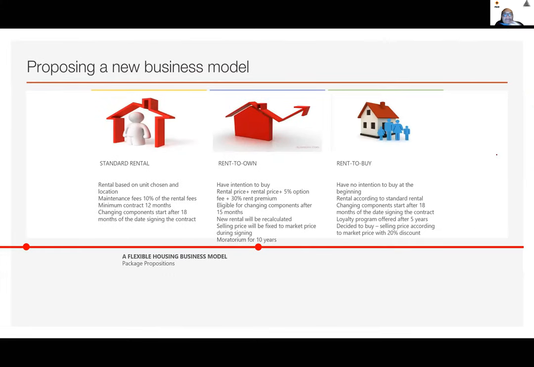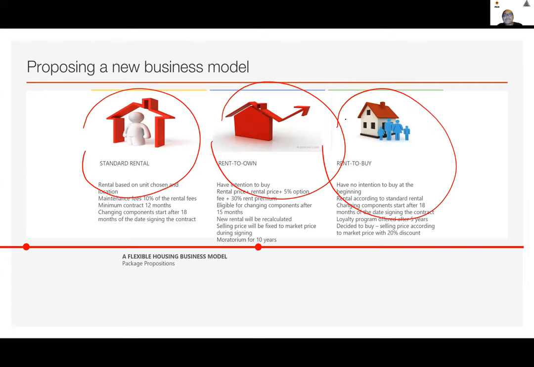We have several packages in this model: a standard rental, where the rental is based on the unit chosen. Of course, if the unit is in Kuala Lumpur compared to Kuala Terengganu, the rental will be different, according to market price. Then we have rent to own, and rent to buy. The difference is that in rent to own, the purchaser has the intention to buy but doesn't have the money at the moment. Compared to rent to buy, where they have no intention to buy, but after some period of time, they decide to buy it. The company will then sell at the market price with a 20% discount.